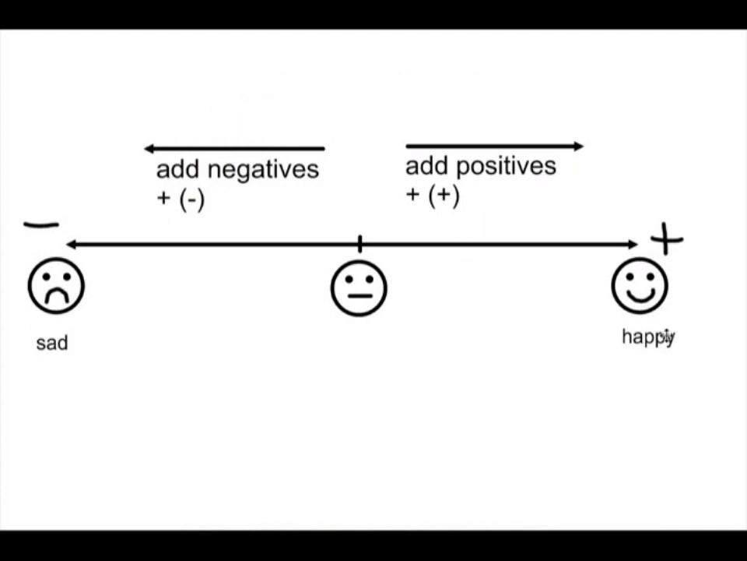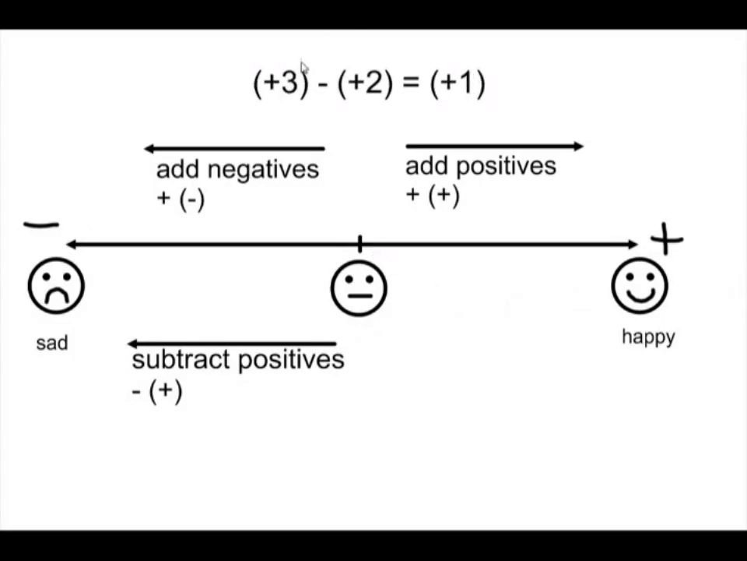Okay, now let's look at subtraction. Think of something that you like, cake or cupcakes or puppies, and imagine that I take it away from you. You're going to feel sad. So when I subtract positives, subtracting positives is going to push me down here towards sad, in the negative direction on the number line.